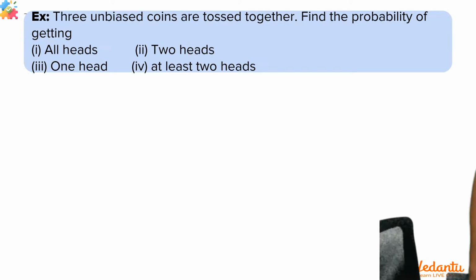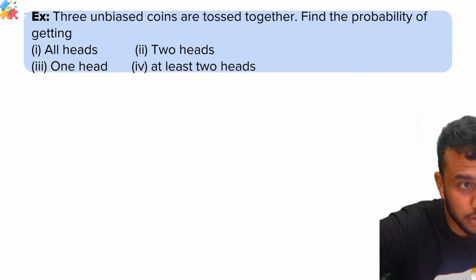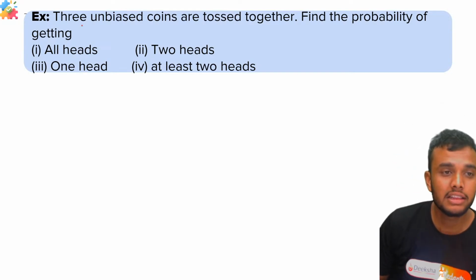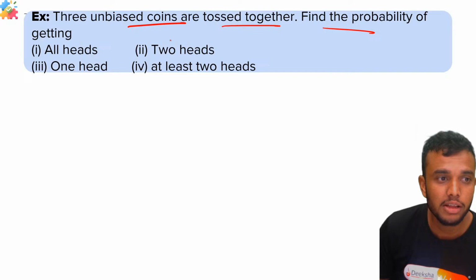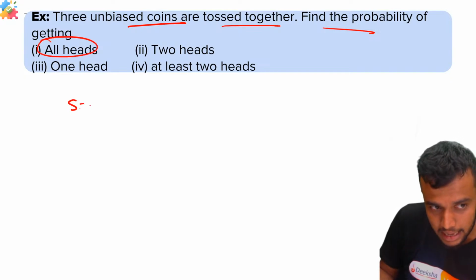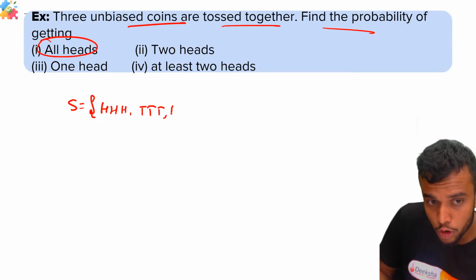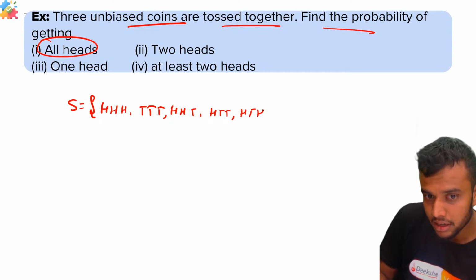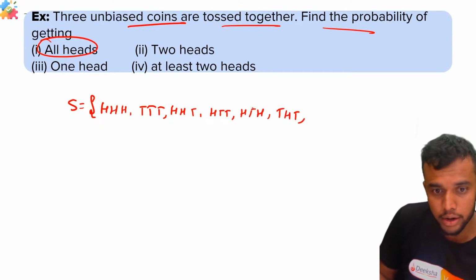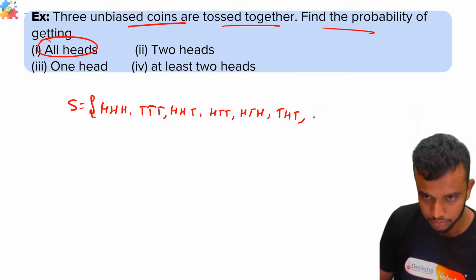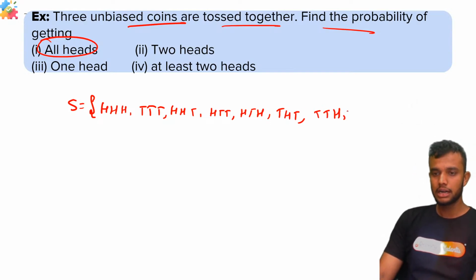Yes, students, let's solve quickly. Three unbiased coins are tossed together. Find the probability of all heads. Let's write the sample space here. Either we get three heads, three tails, two heads one tail, or one head two tails: HTH, THT, TTH, triple T, HTT, THH. These are the 8.